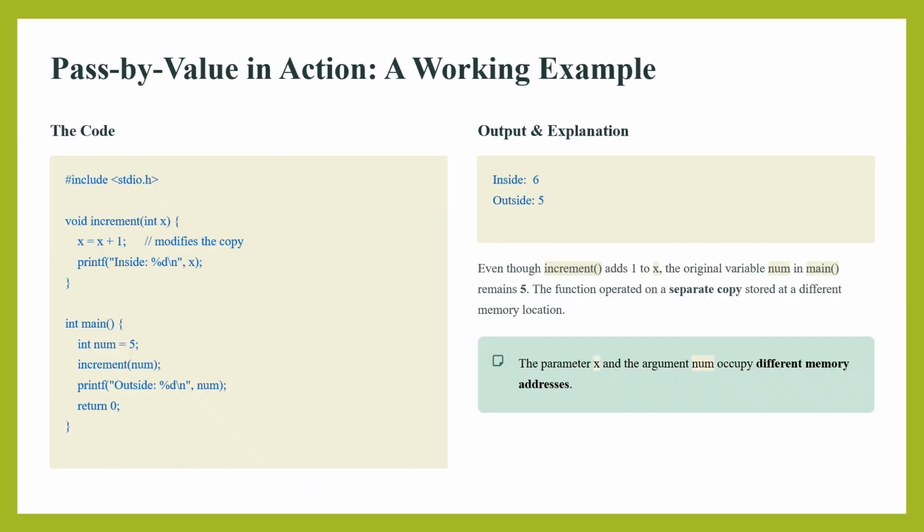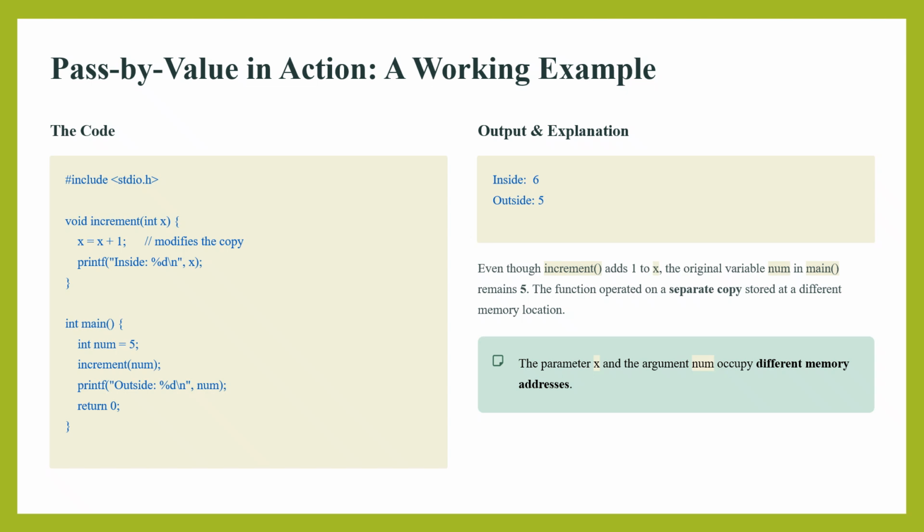And the next one, pass by value in action, an example. So let's analyze the example deeply. The void increment(int x). So what happens internally? num equals 5 is passed. A new variable x is created. x stores the value 5. Inside the function, x equals x plus 1. Now x becomes 6, but outside the function num remains 5.